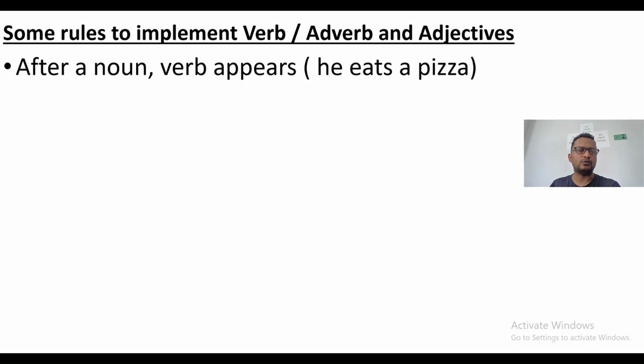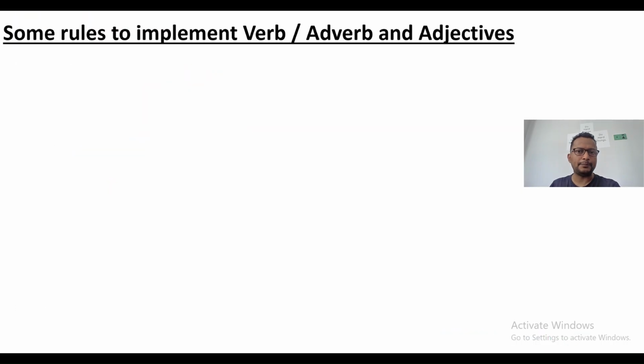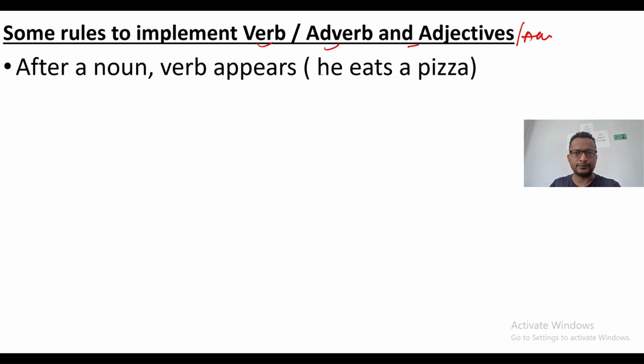So now how to use that, right? What is the application? Why are we learning it, right? So now let's learn the quick application of how this verb, adverb, adjective, and adverb works, right? So now let's say after a noun, verb appears. For example, he eats a pizza. See, this is noun, right? Noun, pronoun, whatever you call it. So after a noun, if there is a blank, then your eyes should go only to the option for verb. Generally, right? After a noun, generally verb appears. See, he eats a pizza.